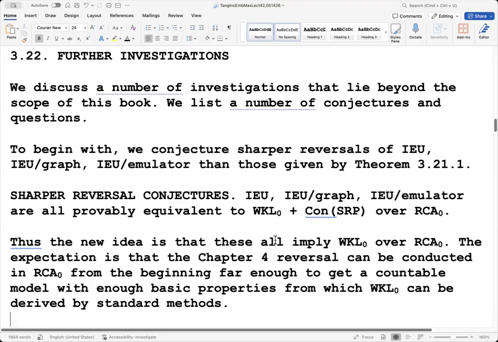The expectation is that the chapter 4 reversal can be conducted in RCA naught from the beginning far enough to get a countable model with enough basic properties from which weak Koenig lemma naught can be derived by standard methods. I should say countable models because it has to be parameterized. Otherwise, you can't do this.